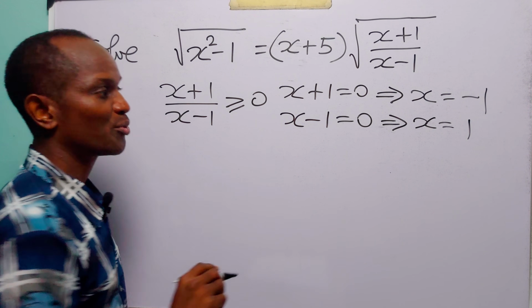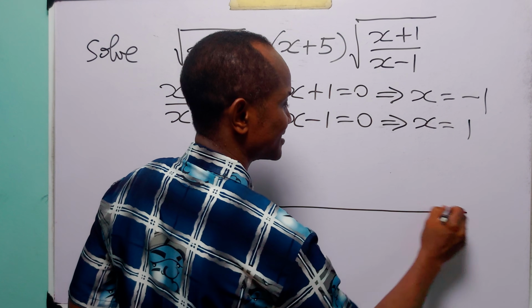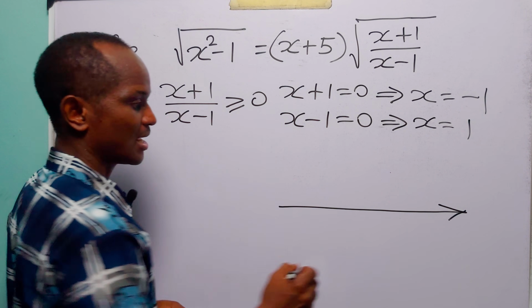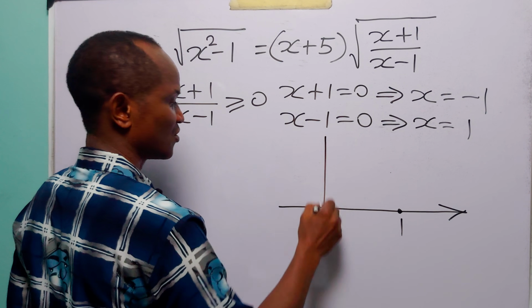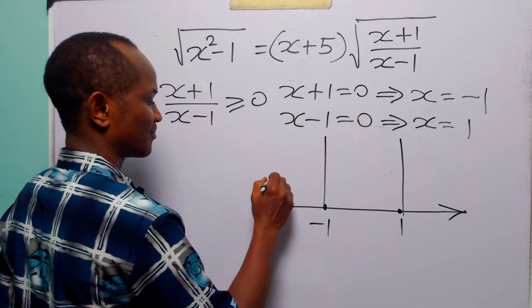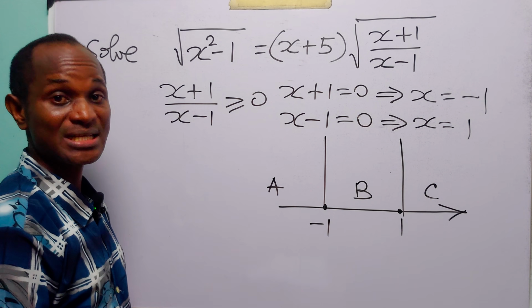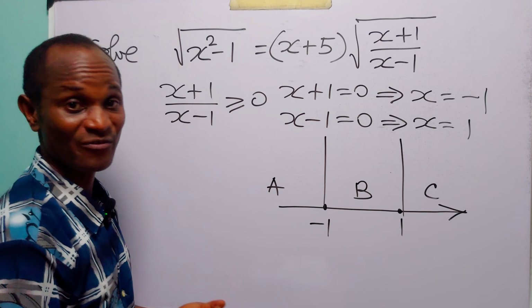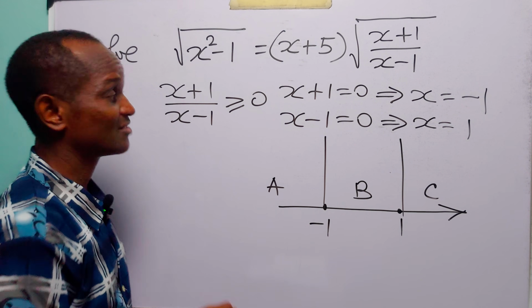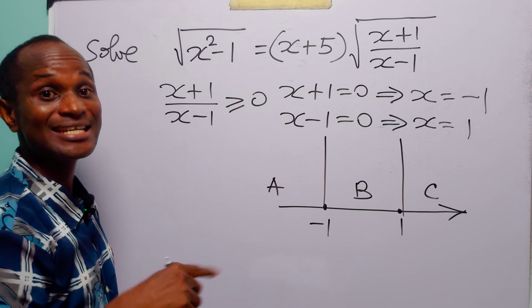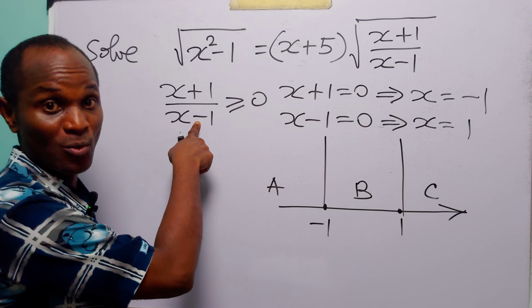Now, these two critical points, that is 1 and minus 1, divide the x-axis into three regions. Let this be the point 1, and let this be the point minus 1. So we have the three regions, A, B, and C. Now, what we are going to do is choose arbitrary x values from each of these three regions, substitute that x value into this inequality and see which values, and hence which regions, satisfy this inequality.